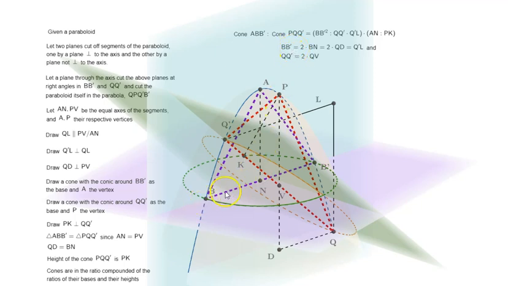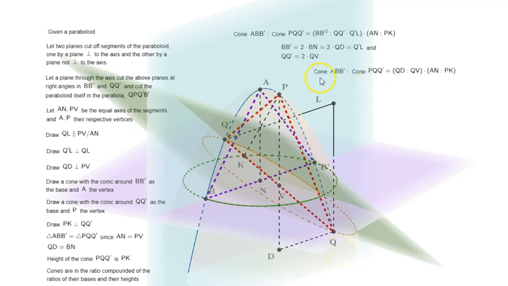BB prime is equal to 2 times BN, because N is the midpoint of BB prime. So BB prime equals 2 times BN. 2 times BN is equal to 2 times QD, because QD is equal to BN. And 2 times QD is equal to Q prime L. And QQ prime is equal to 2 times QV, because again V is the midpoint of QQ prime.